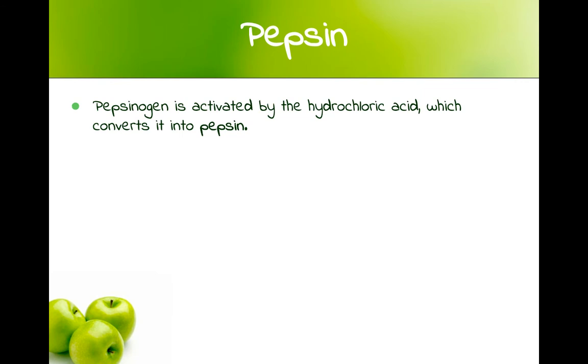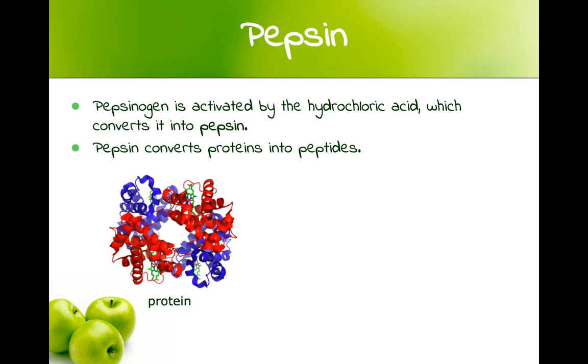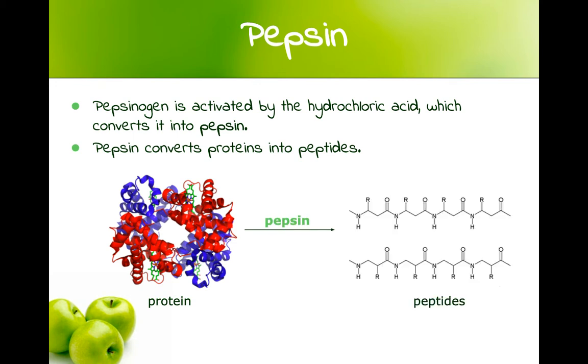This inactive enzyme precursor, pepsinogen, is activated by hydrochloric acid, and that converts it into pepsin. Pepsin's job is to convert large proteins into peptide chains. A protein is a very large molecule, a long amino acid chain that is all folded up together. So pepsin's job is to start to break that down into smaller peptide segments.